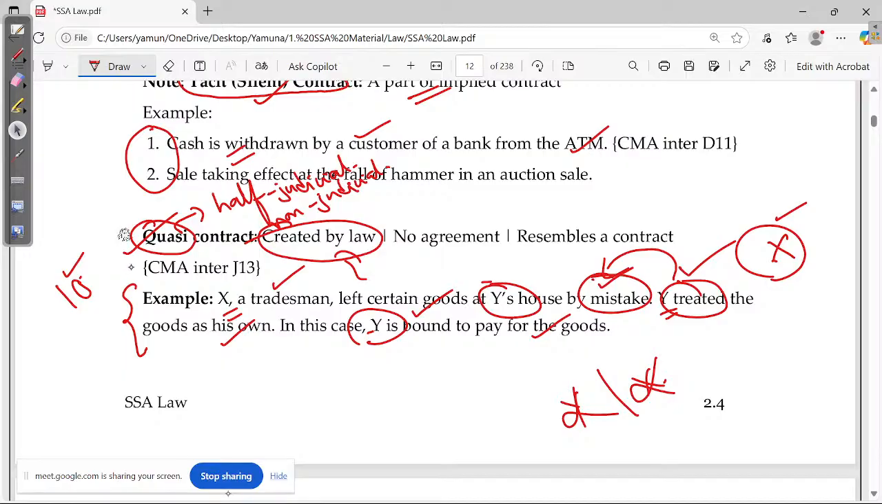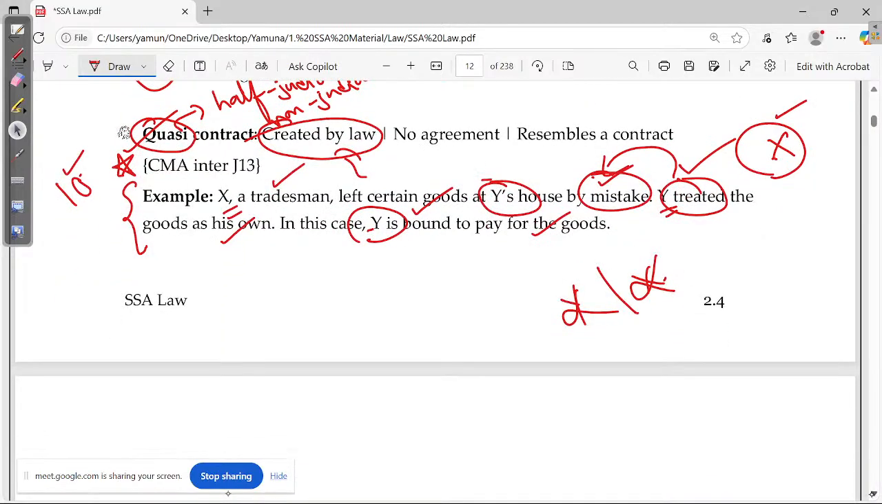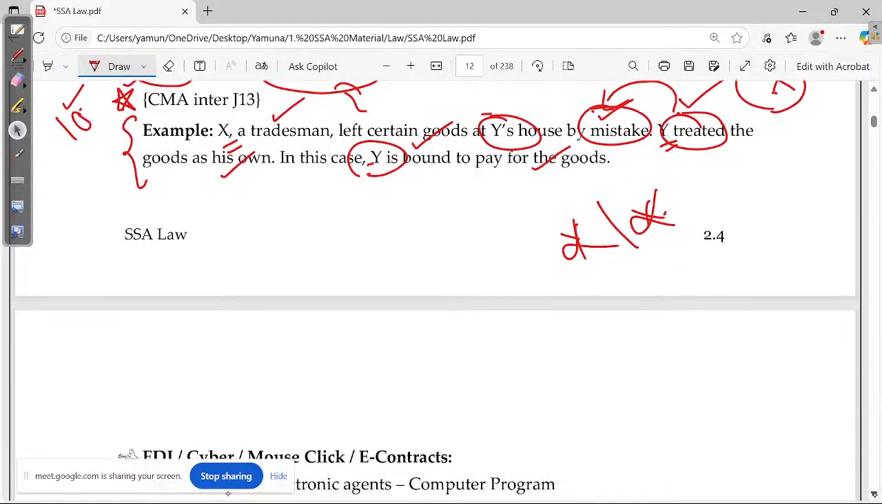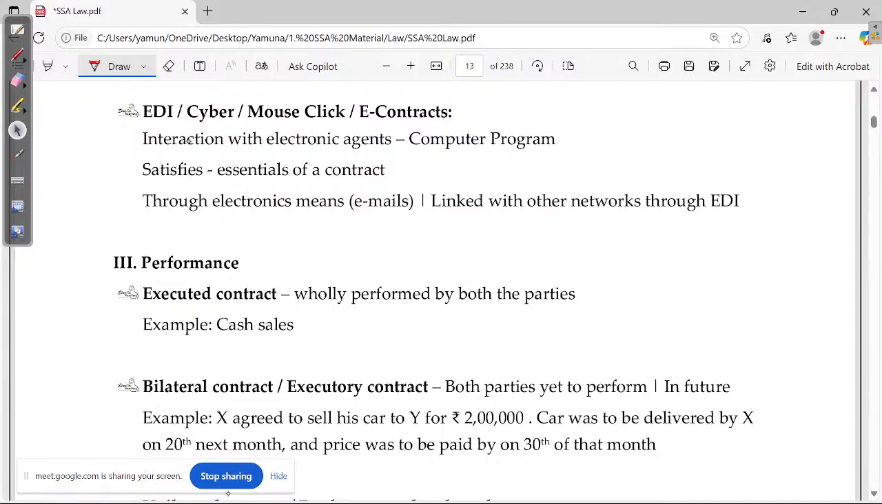Okay, so this is about the beautiful example. You can refer this. Actually, we have a separate topic for quasi contract. We'll go for other examples later. Next, we have EDI, that is e-contracts, electronic data interchange or cyber or mouse click for e-contracts.